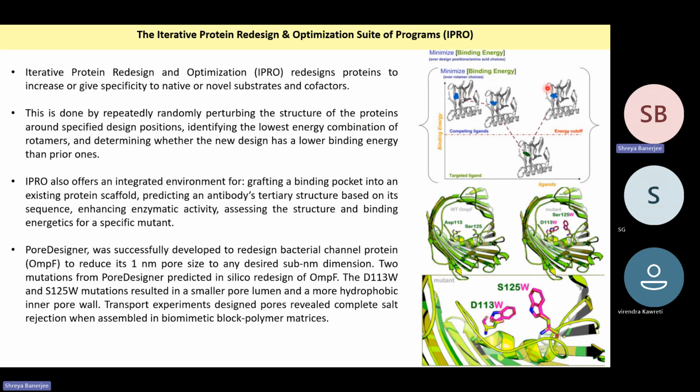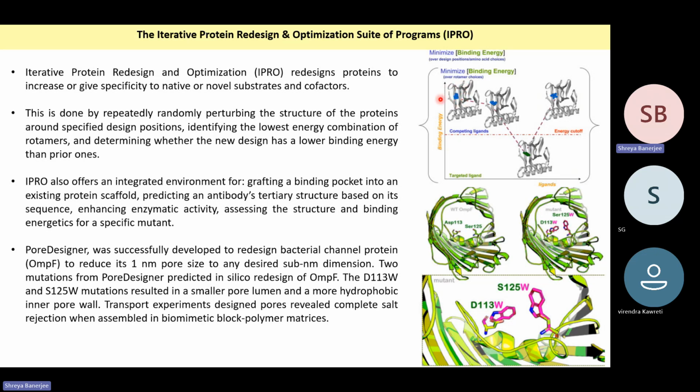So suppose you have different conformations of the proteins. Basically, you are mutating the protein to find out different 3D structures which have different binding energies with a particular ligand. And then that is the competing ligands. But we want specific binding with a particular ligand only, that is the targeted ligand. So we can perturb the structure of the protein around a particular design position, meaning we know which region of the protein is interacting with this blue ligand.